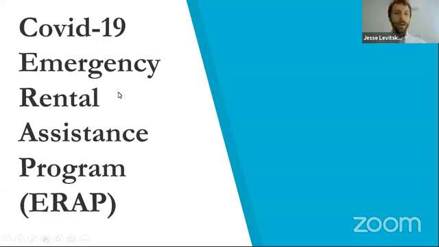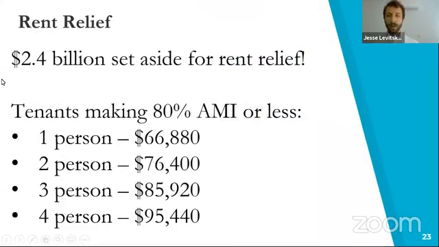Okay, so the COVID-19 Emergency Rental Assistance Program, which I'm going to refer to as ERAP, that's the acronym for the remainder of this presentation. ERAP is New York State's method of distribution of $2.4 billion of federal money set aside for rent relief. So it's money from the federal government that's been earmarked for New York, and ERAP is the way that New York is distributing that money.